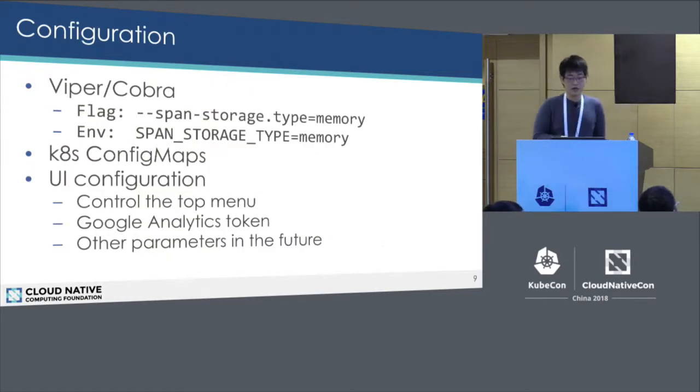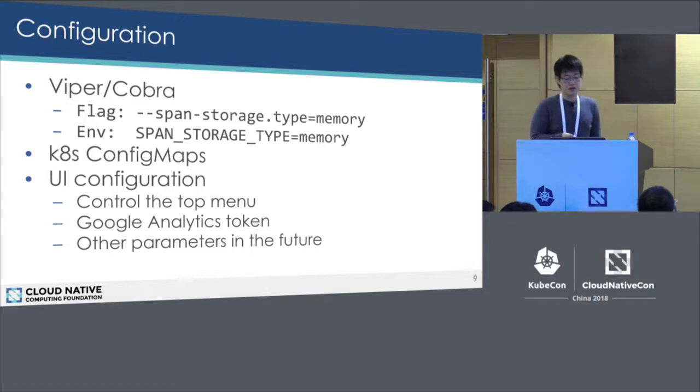Great. So now let's say you want to check out Jaeger and run it for yourself. How do you go about configuring the collectors, the ingesters, and other components? We use an open source project called Viper, which allows us to configure Jaeger with both command line flags and environment variables. We also support Kubernetes config maps for those of you deploying with Kubernetes.